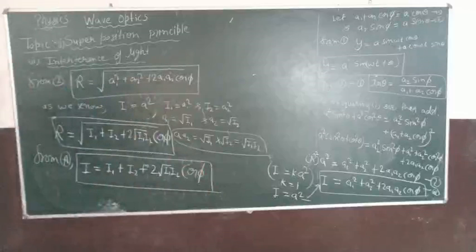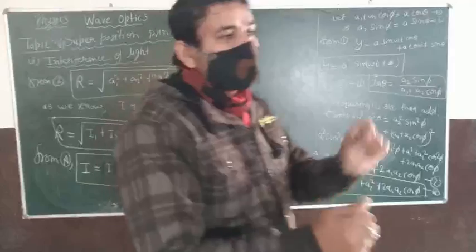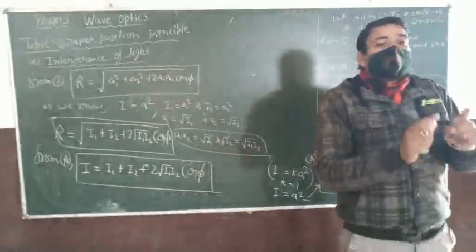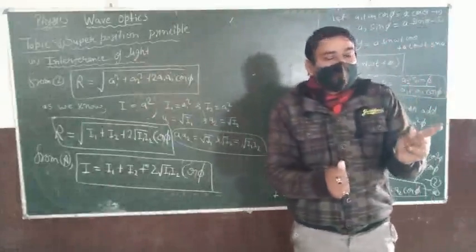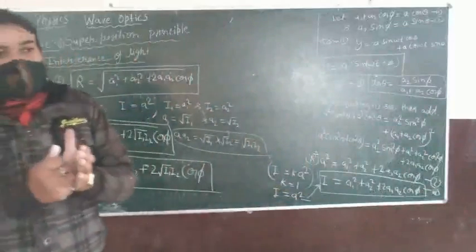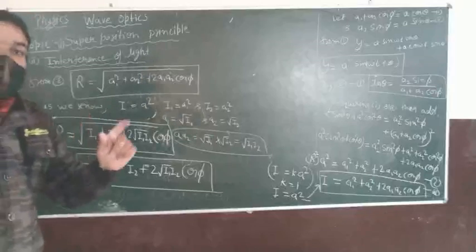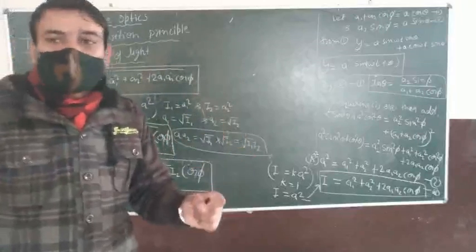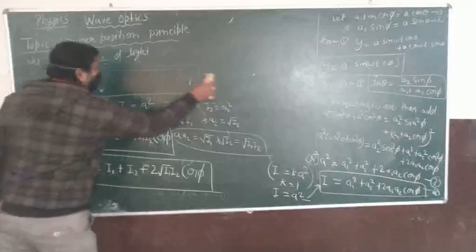Now, for constructive and destructive superposition, when the crest and crest meet each other, and when the trough and trough meet each other, the superposition is called constructive, and when the crest and trough meet each other, the superposition is called destructive superposition. Now we calculate the value of constructive and destructive interference.